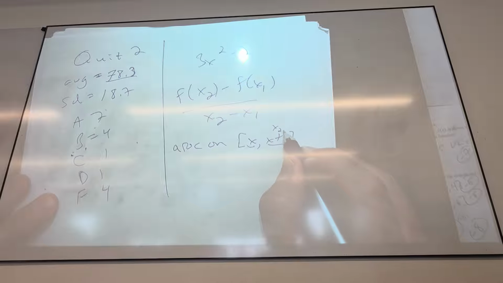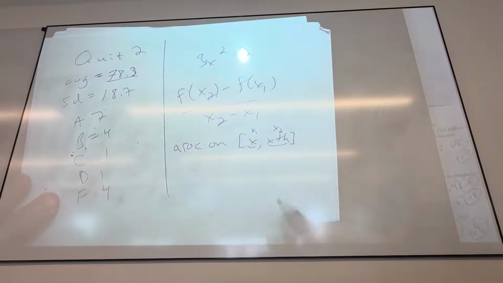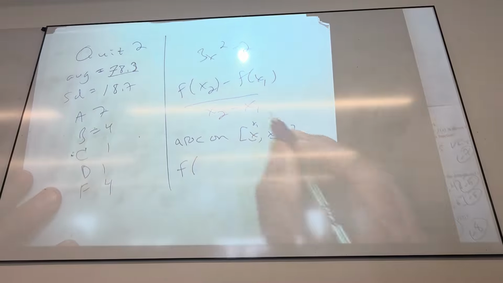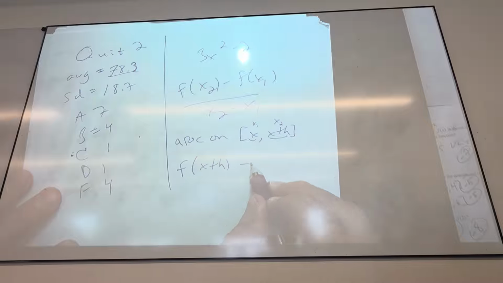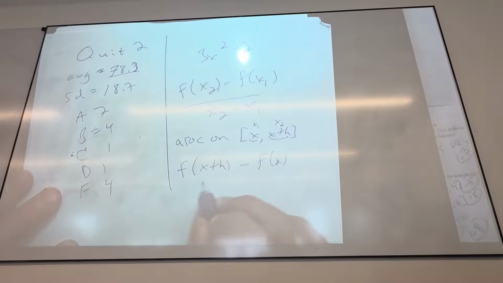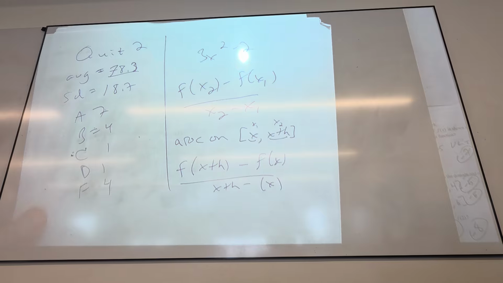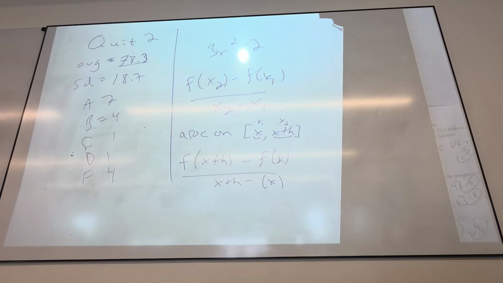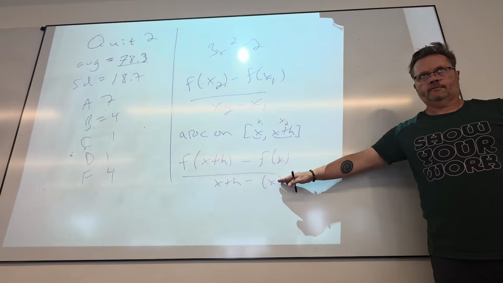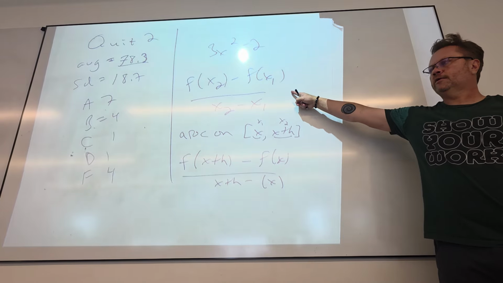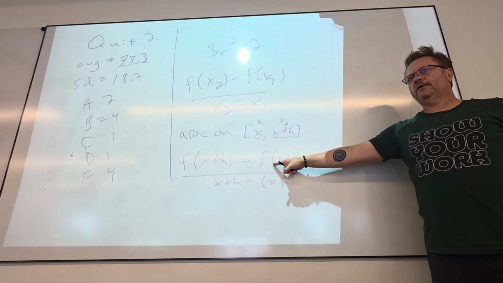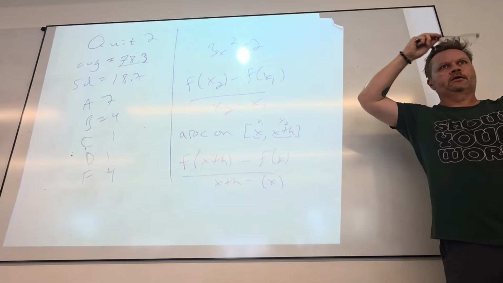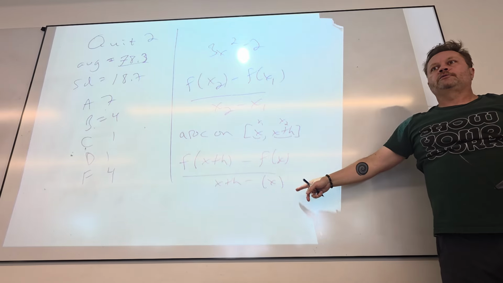So this is x2, this is x1. On one level, I just kind of plug this stuff in. x2 is x plus h, x1 is x, over x2 minus x1, yes? What happens on the bottom of this? So that's the average rate of change formula. They gave me those inputs. I put them in, because that's what you do with inputs. The bottom just becomes h, right?